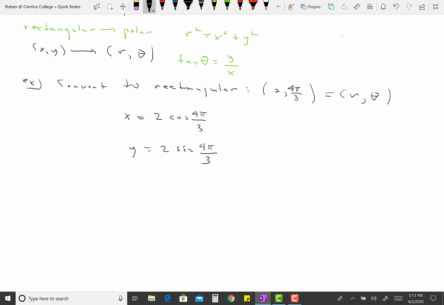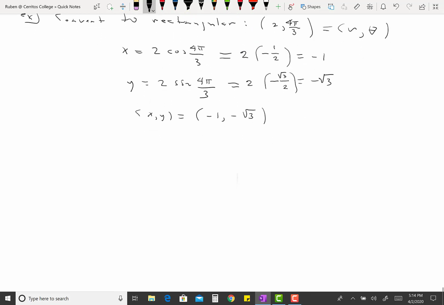Okay, so to finish this off, we simply compute the cosine and sine of 4 pi over 3. 4 pi over 3 is in quadrant 3. In quadrant 3, both sine and cosine are negative. So the cosine of 4 pi over 3 is the opposite of the cosine of pi over 3, and the cosine of pi over 3 is 1/2. Also, the sine of 4 pi over 3 is negative, so it is the opposite of the sine of pi over 3. You could also get these values using the unit circle. So however you get them, the answer is that the rectangular coordinates are -1 and negative radical 3.